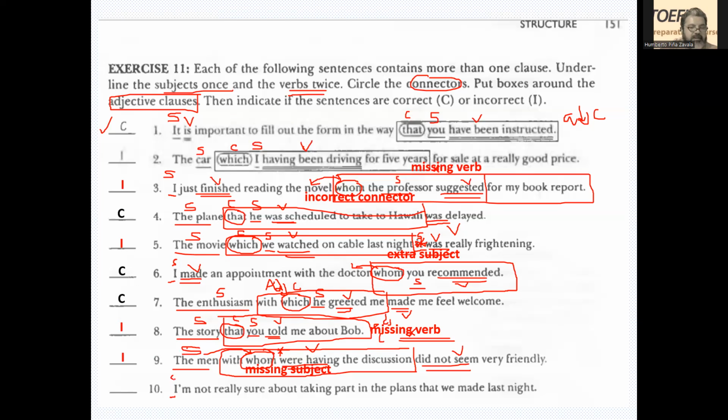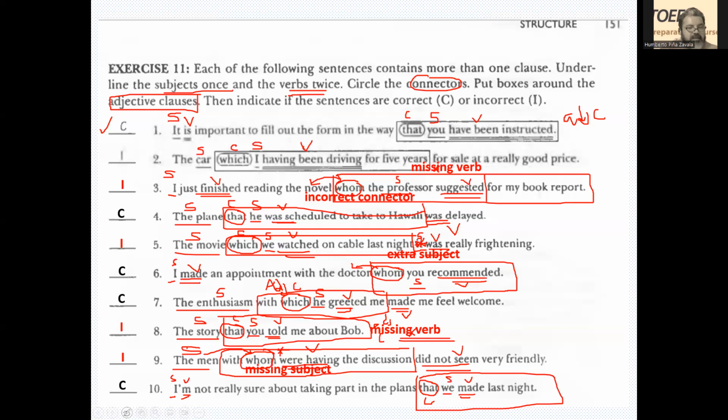Again, I, subject, am, verb. I'm not really sure about taking part in the plans. Connector, subject, verb. I'm not really sure about taking part in the plans. What plans are those? The plans that we made last night. Oh, those plans. All right, so this is correct.